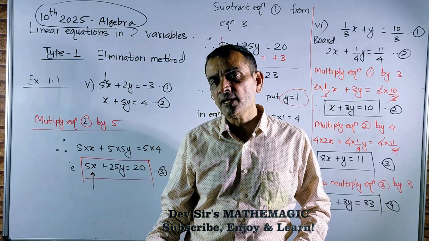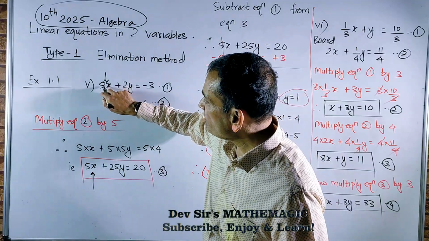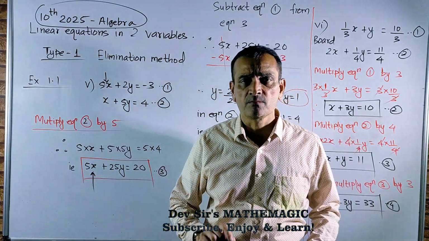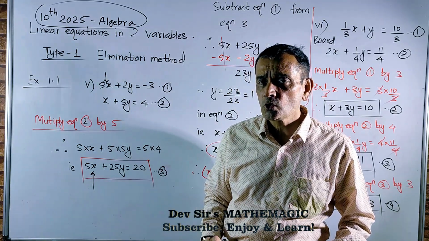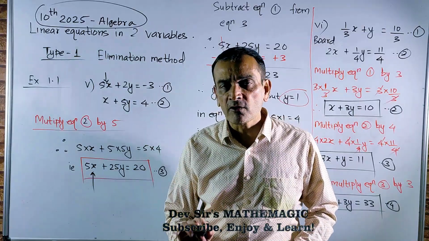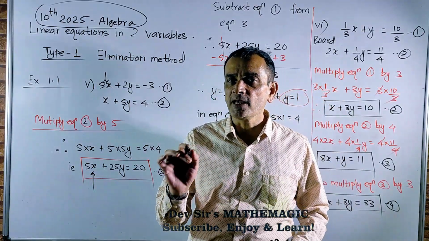अगर साइन ऑपोजिट है पहले से तो चेंज करने की जरूरत नहीं है, लेकिन यहाँ पे 5x है, यहाँ पे 5x है. You have got same terms with same signs. So we need to subtract one equation. To subtract an equation means to change the sign of every term of that equation.